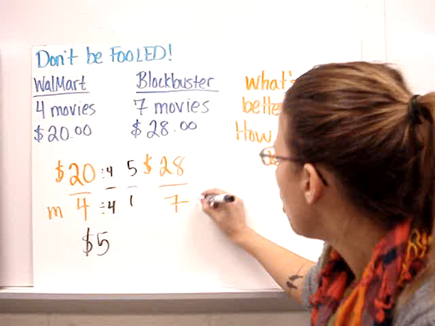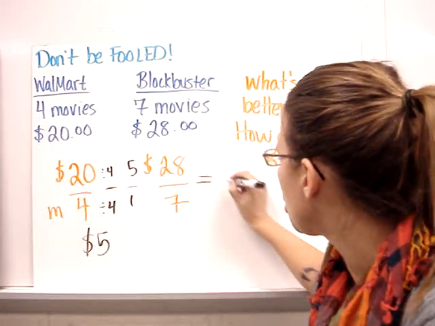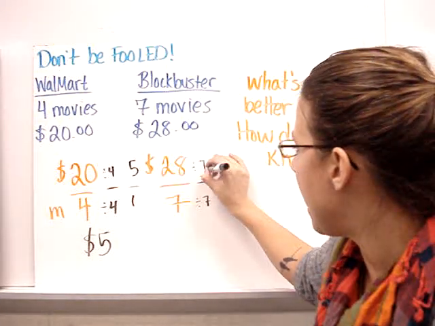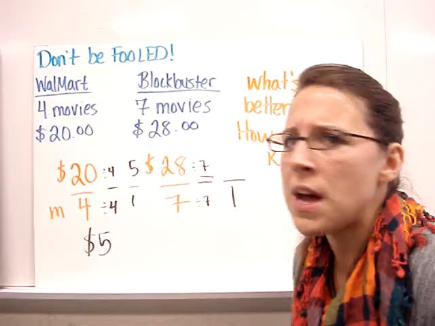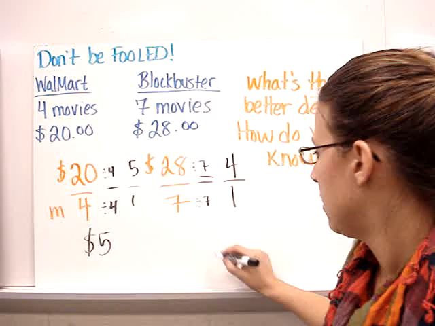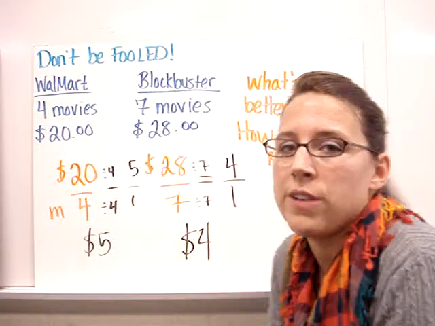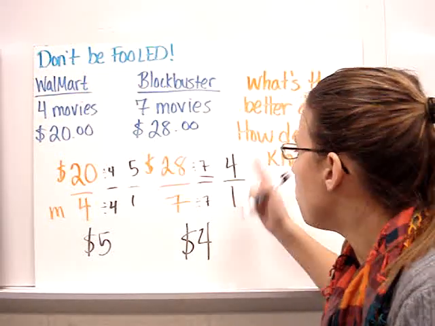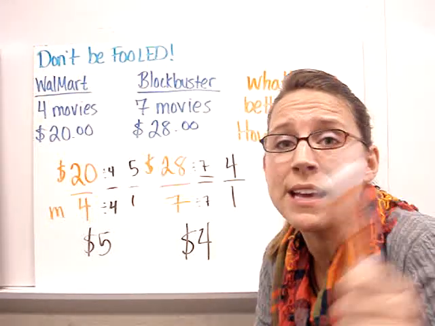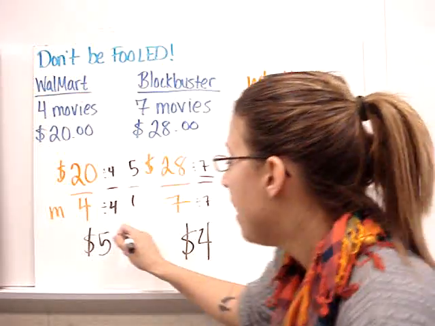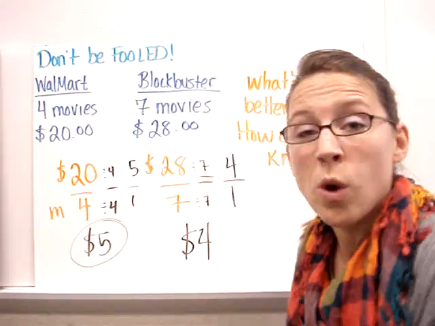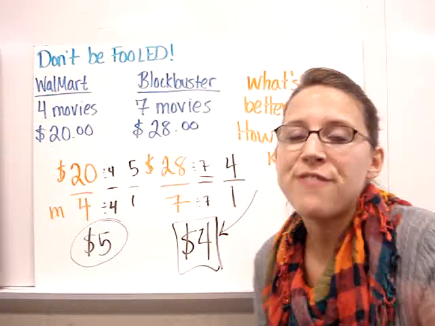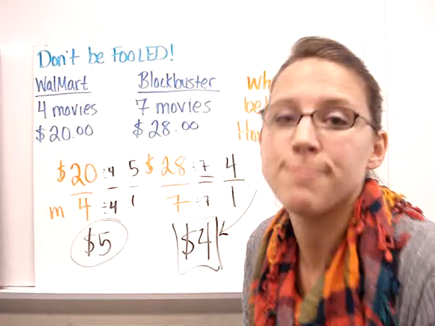28 divided by 7. Well, if I wanted to find out how much 1 movie is, well, I would divide by 7 each one. 28 divided by 7, that's $4. $4 for 1 movie. Consider this. If it's $4 for 1 movie at Blockbuster, Blockbuster may be tanking, but guess what? They have a better deal than the $5 bin at Walmart. What's the better buy? Blockbuster, which we found by creating a unit rate. Here you go.